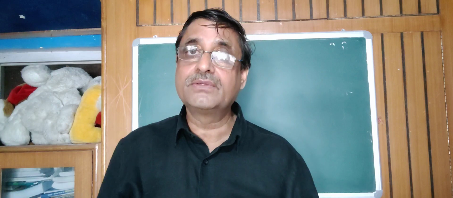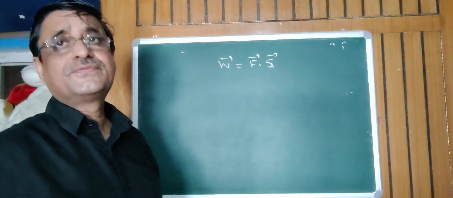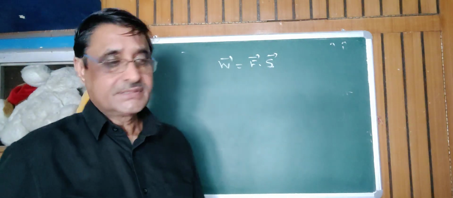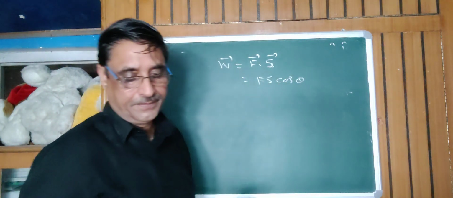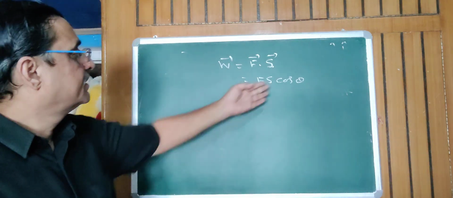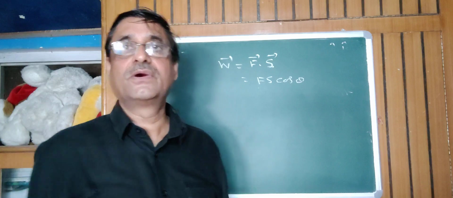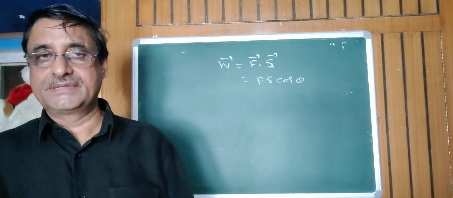Like work done, how do you write work done? W is what? Work done is always written as F dot S, that is force into displacement. This is a scalar quantity. What will you write it as? Fs cos theta, where theta is the angle between force and displacement. If force is acting somewhere and displacement is coming in some other direction, you can write F dot S. Similarly, you can write more examples of these things.